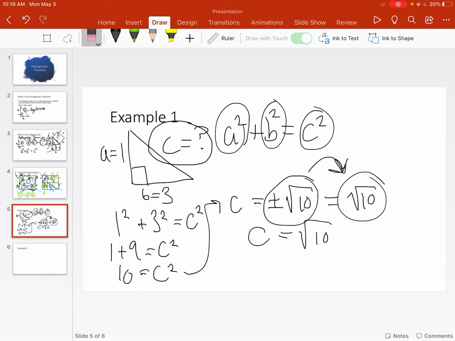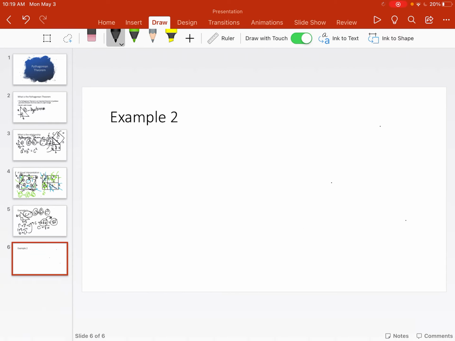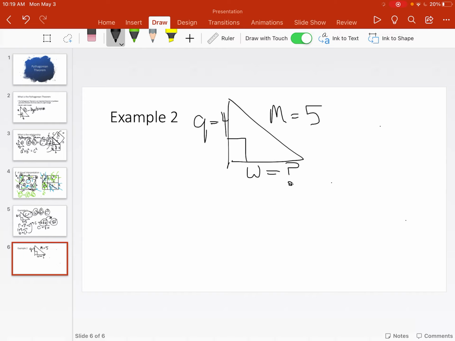Okay, so let's do a little more complicated example. So we got some triangle. Draw it right here. Got our right angle. And we got our side Q. Now Q is equal to 4, and we got W, and W is equal to something we don't know actually. And we got M, and M is equal to 5. And we're solving for W.